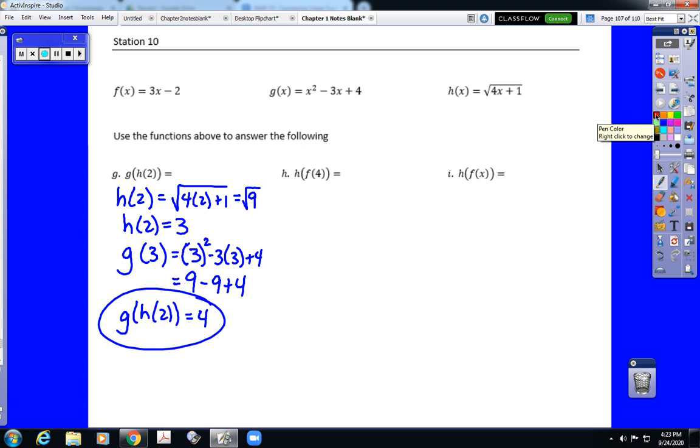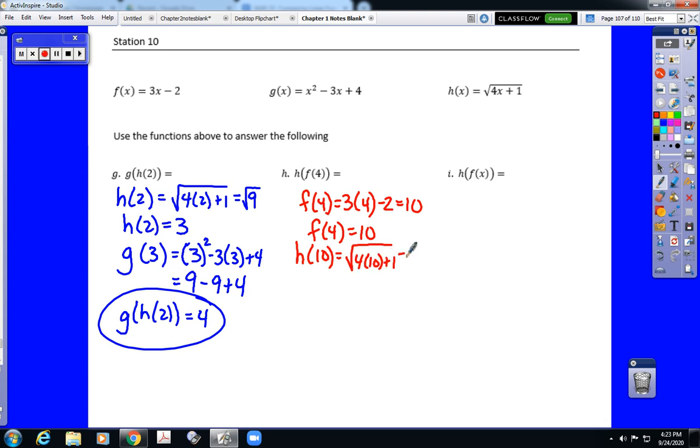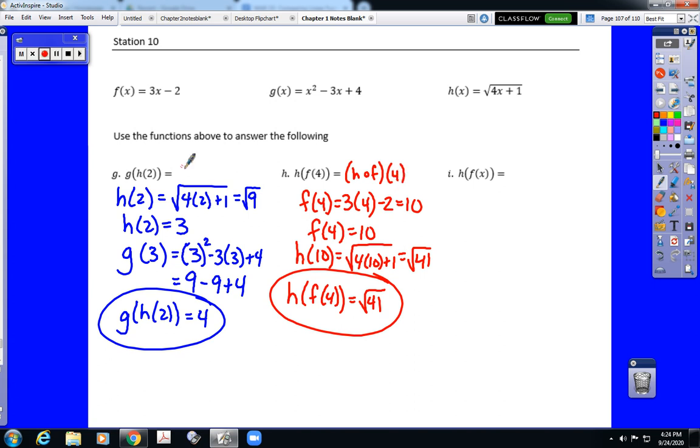H of f of 4 means we do f of 4 first. That would be 3 times 4 minus 2, or 10. So then we do h of 10. That would be 4 times 10 plus 1, or the square root of 41. So h of f of 4 equals the square root of 41. Remember, that could also be written as h of f of 4. And this one over here could also be written as g of h of 2.